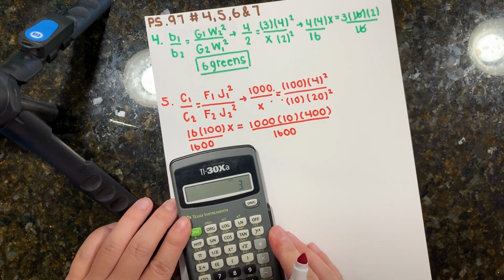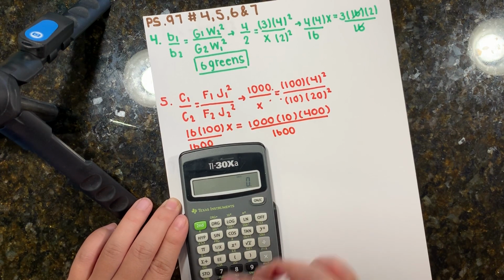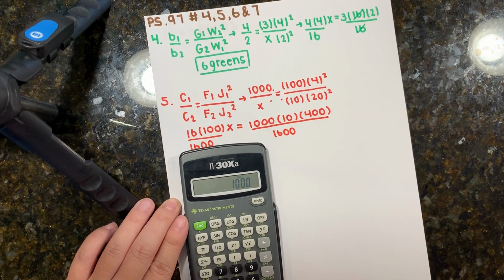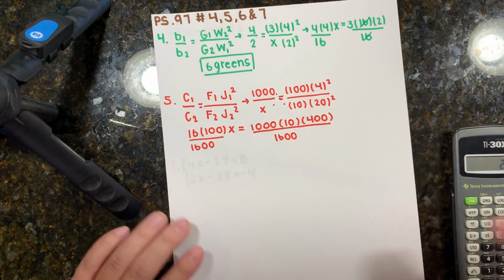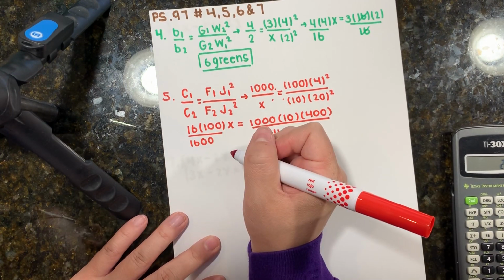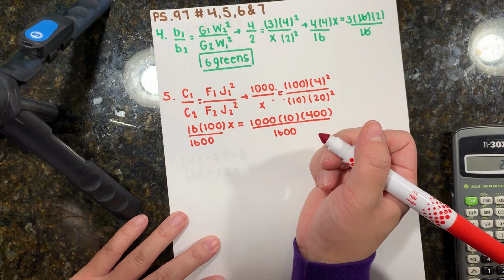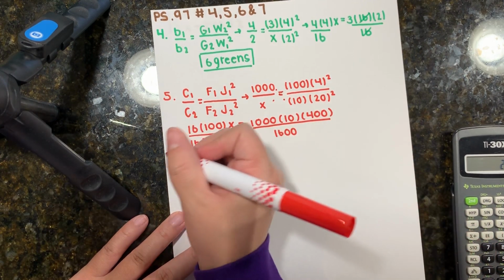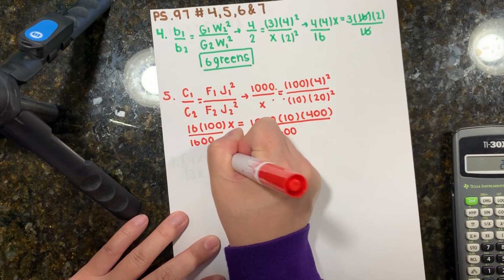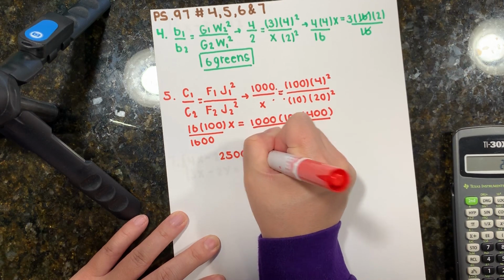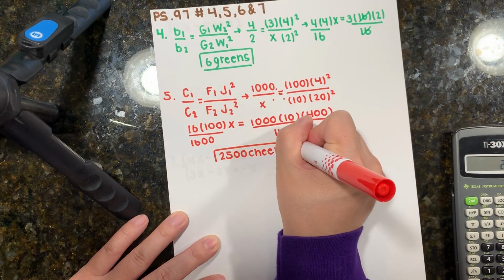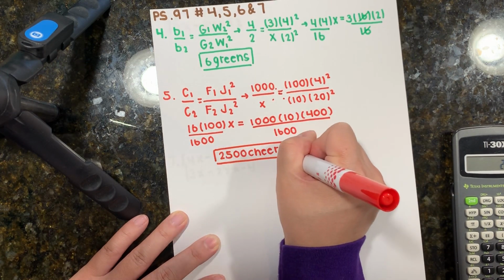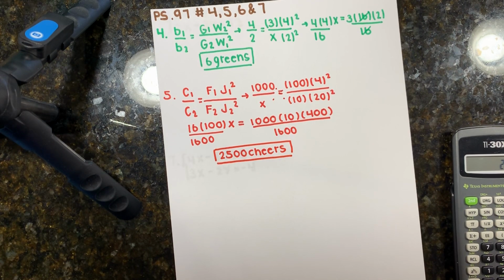So now in your calculators, you just have to plug in, so it would be 1,000 times 10 times 400, and that's all going to be divided by 1,600. And that gives us a result of the shears. It would be 2,500 shears. And that is your result for number 5.